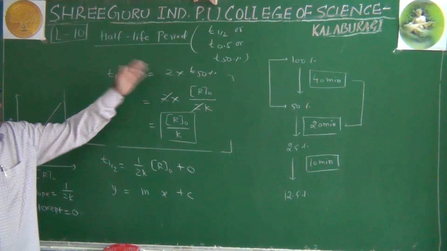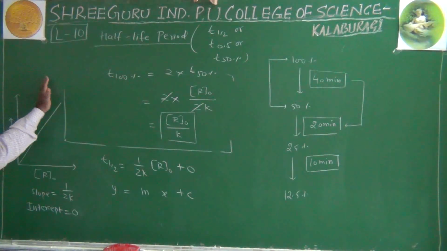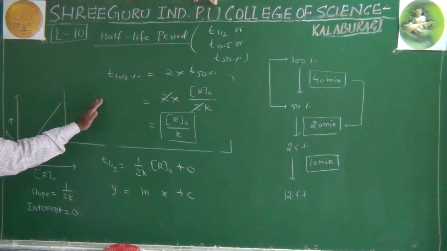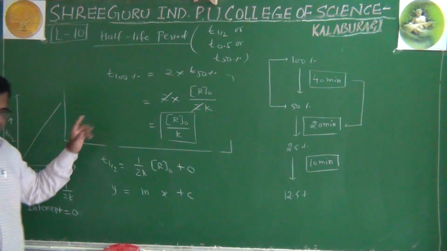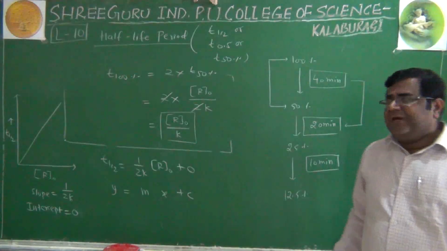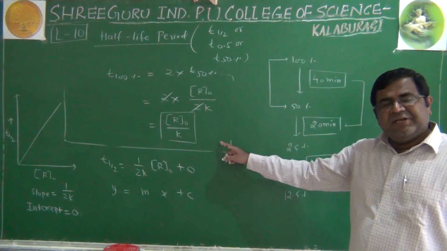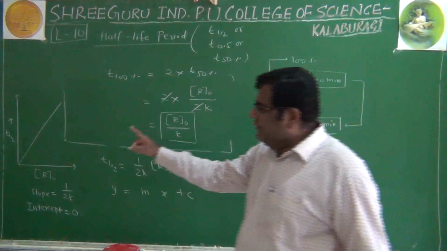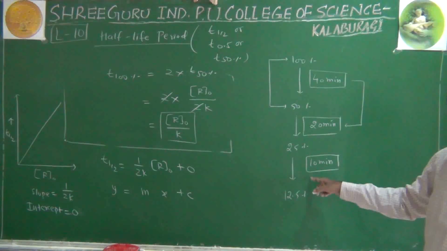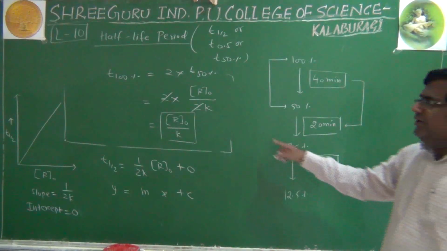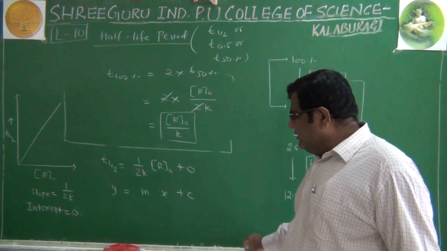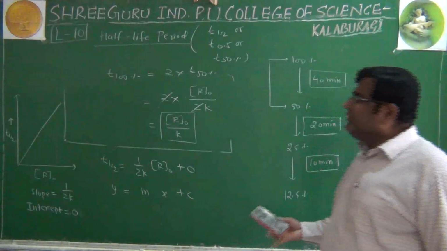Already T 50% we have derived. So this is the half-life period of the zero order reaction. Only 3 things are important here: the derivation of the equation, very simple in 4 steps; the relation that half-life period is directly proportional to initial concentration, with the graphical representation and its meaning; and the time period for 100% completion.